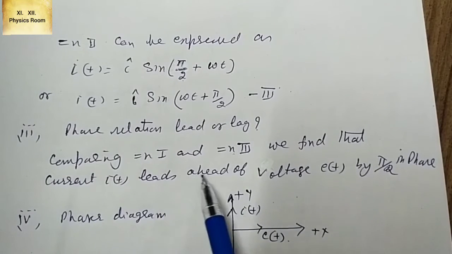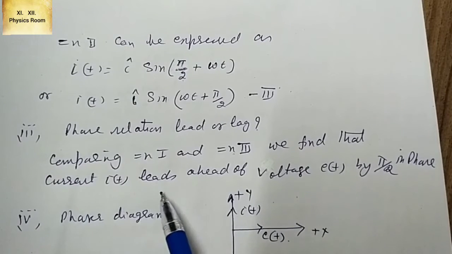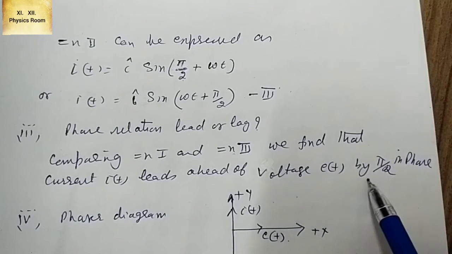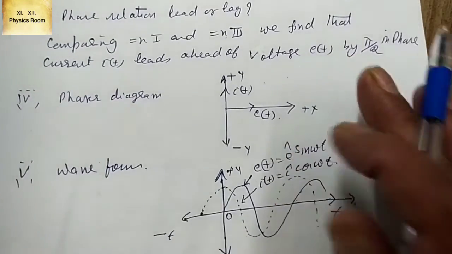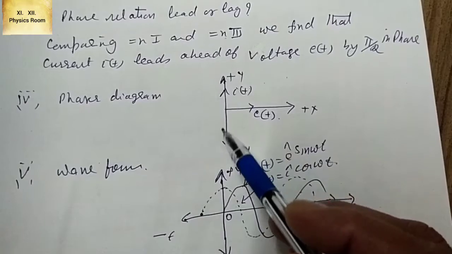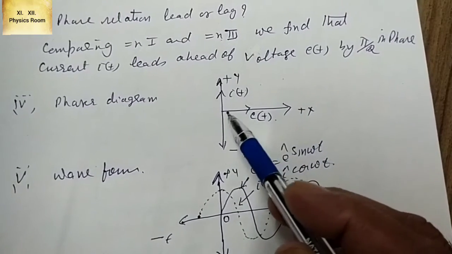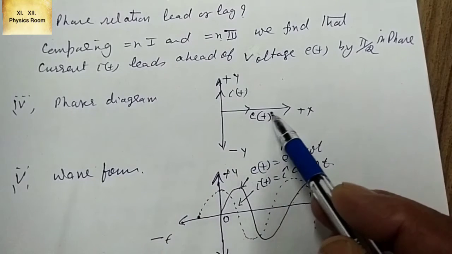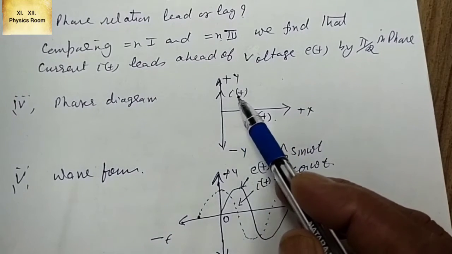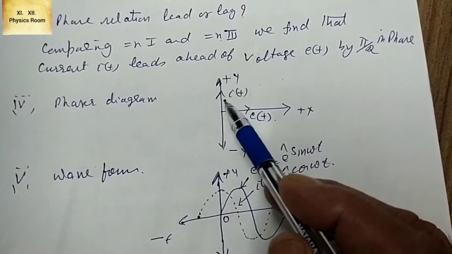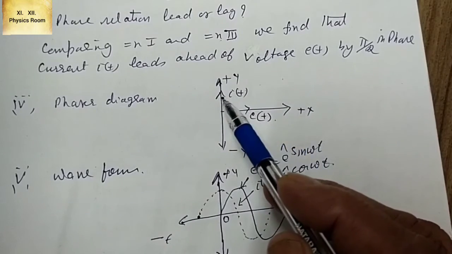Comparing equation 1 and 3, we find that current i(t) leads ahead of voltage e(t) by pi by 2 in phase. Now phasor diagram. How do we draw the phasor diagram? As usual, here is the x-axis, this is plus y-axis, this is minus y-axis. If we represent e(t) along positive x-axis, then we represent i(t) along positive y-axis, 90-degree lead. So it is leading e(t) by pi by 2.